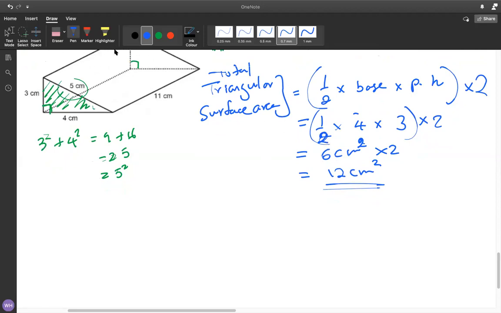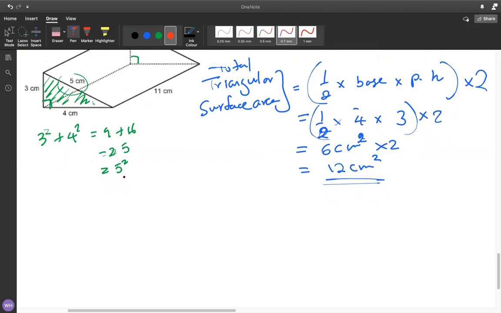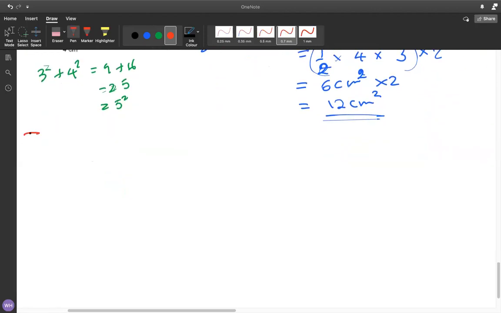you need to find the rectangular area, right? So that is a little bit complex, but not much. Let's try it. Okay.